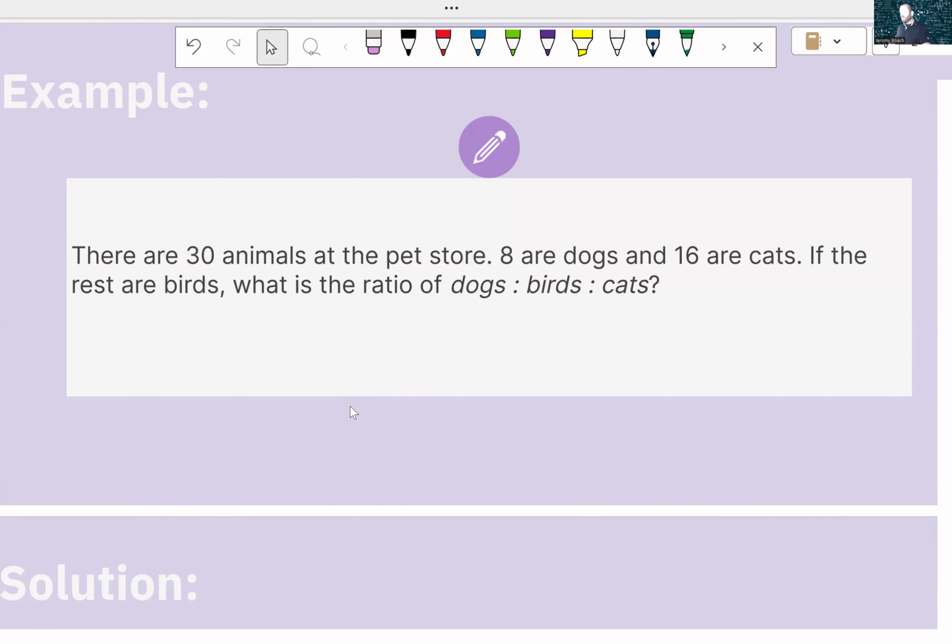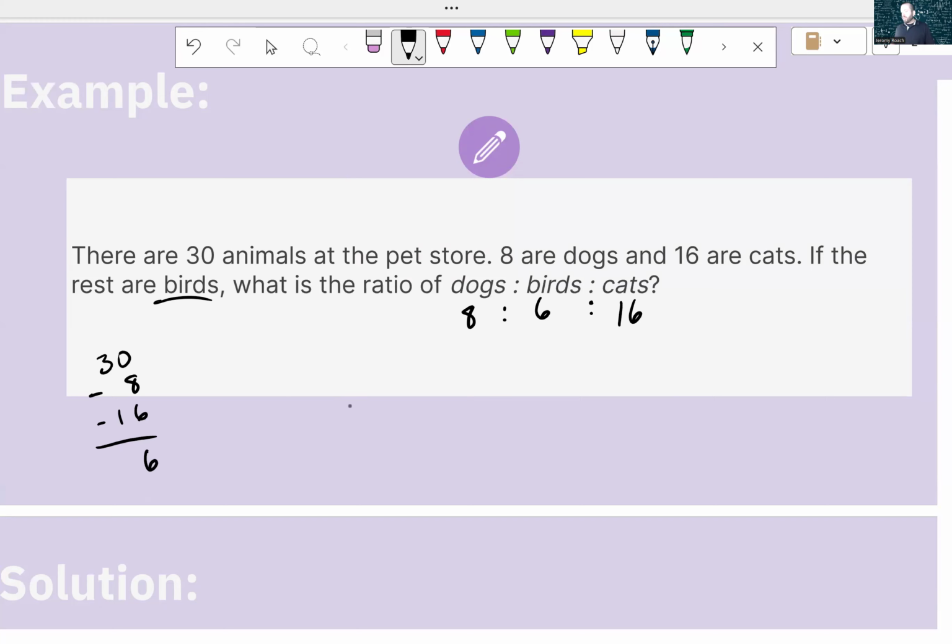So here we already know the amount of dogs, and we know the amount of cats, but we're missing the amount of birds. We know the total is 30. So if we subtract 30 minus 8 minus 16, that's going to give us 6. So that means there are 6 birds left, and we can write this ratio just like that.